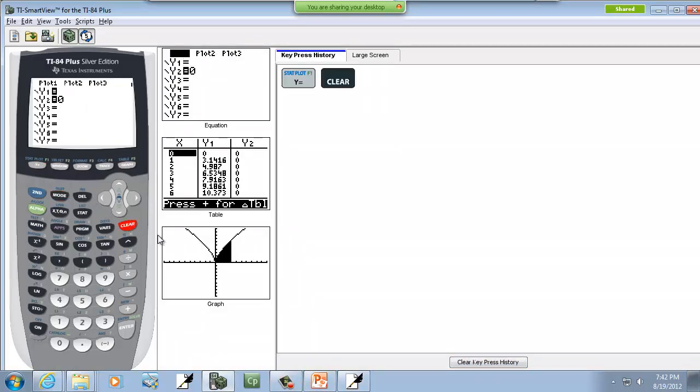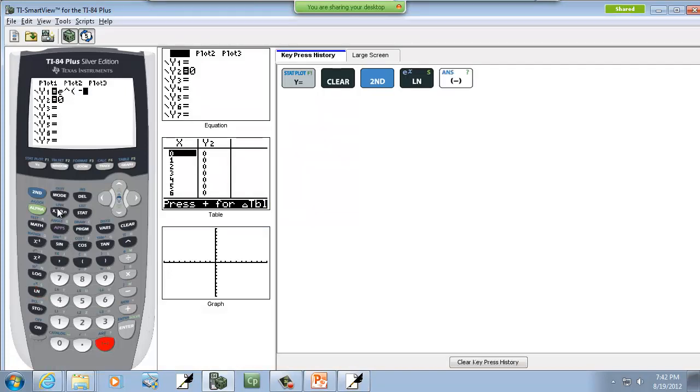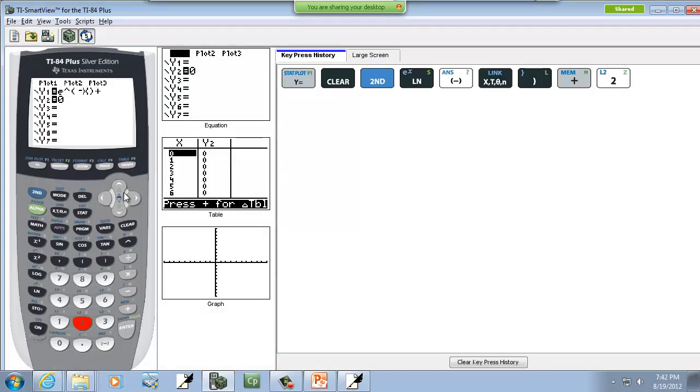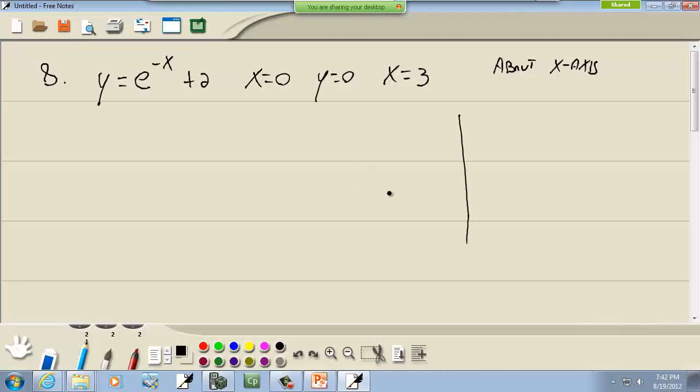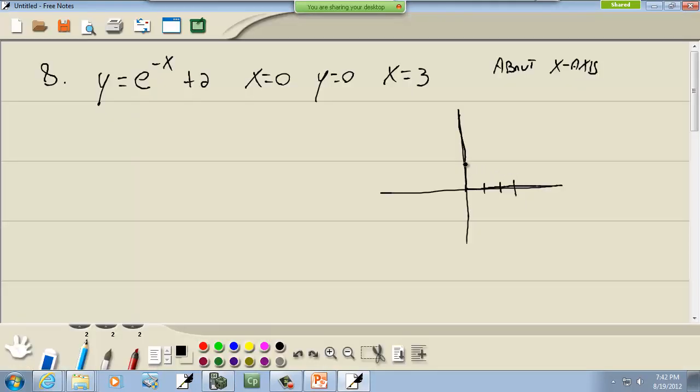Press y equals, press clear. We got e, so I do second ln, and then negative x, closing parentheses, and then plus 2, and then graph. Okay, so we got that, and then we got x equals 0, y is equal to 0. X is equal to 0 and y is equal to 0 is basically the y-axis and x-axis, and x is equal to 3. So it looks like that right there.